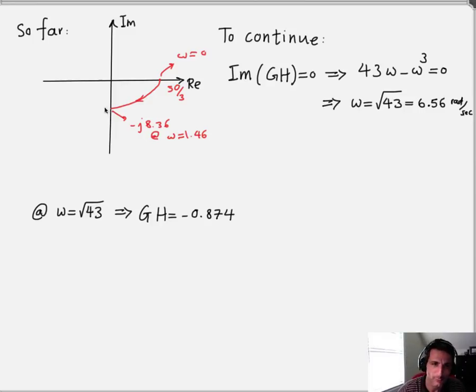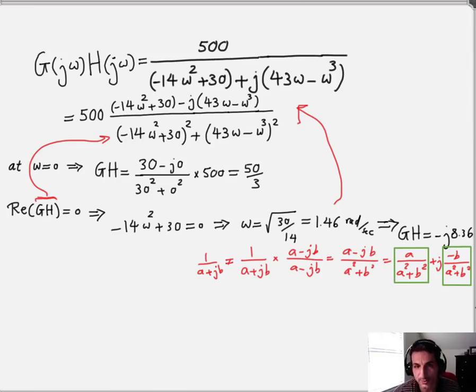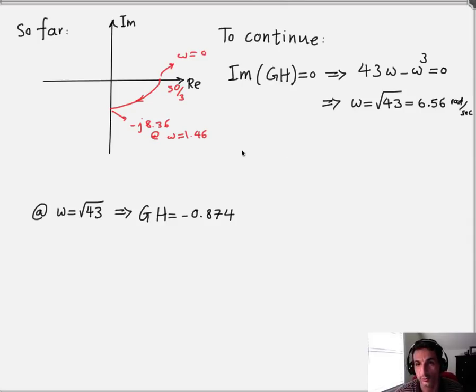And of course we're just going to move further, but I'm actually going to show you how we're going to move further. So now to continue, we're also interested in knowing where the imaginary part of GH, or that mapping, is going to be equal to 0. That happens when the imaginary part is 0, so we have 43 omega minus omega cubed equal to 0. If you solve this, you end up with omega squared equal to 43, or omega equal to the square root of 43, which is 6.56.